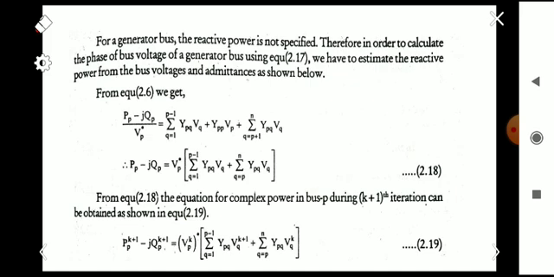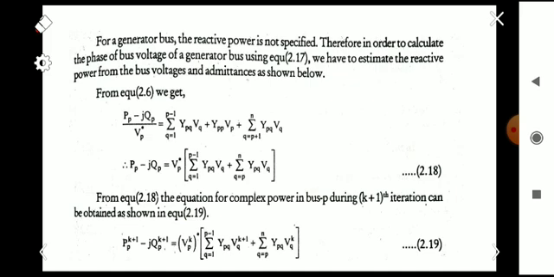Normally we can split the problem into two different cases. In the first case we assume all the buses other than the slack bus are PQ buses, that is load buses. In the second case we assume the presence of both PQ and PV buses, that is load buses and generator buses, other than the slack bus. So we can split all load flow problems mainly into two categories: one with the slack bus and PQ buses only, and another with the slack bus and PQ and PV buses.